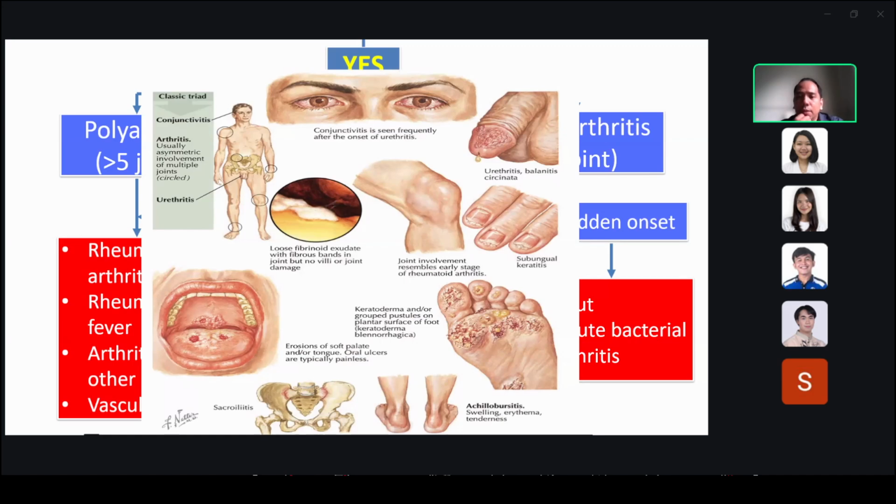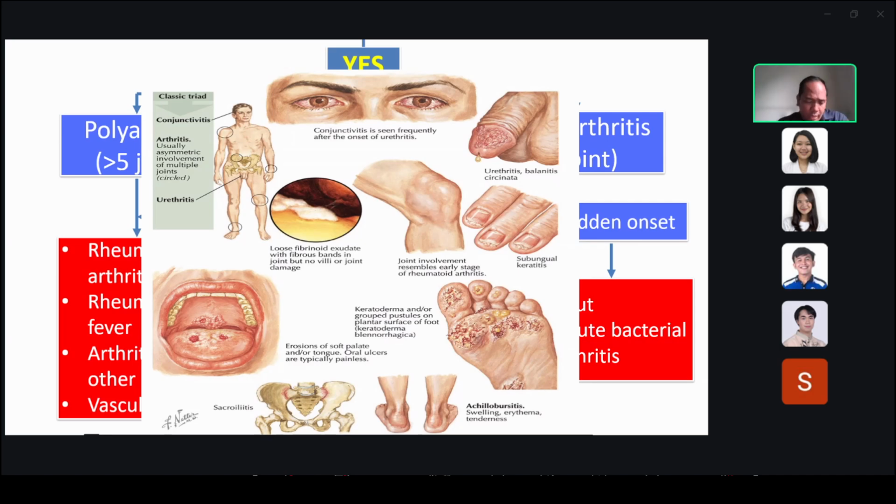Reiter syndrome. So conjunctivitis, you can easily detect that when patients have red eyes. And then there's also urethritis, balanitis circinata. Try to check the genitals, no? So patients also have genital lesions or discharges, which are common in promiscuous patients, men patients with gonococcal arthritis.